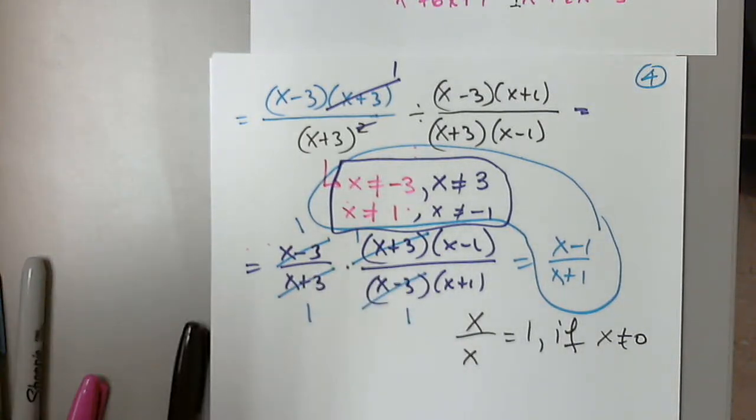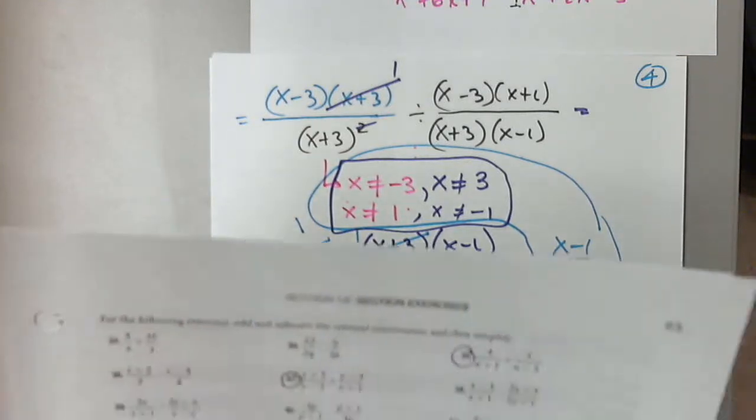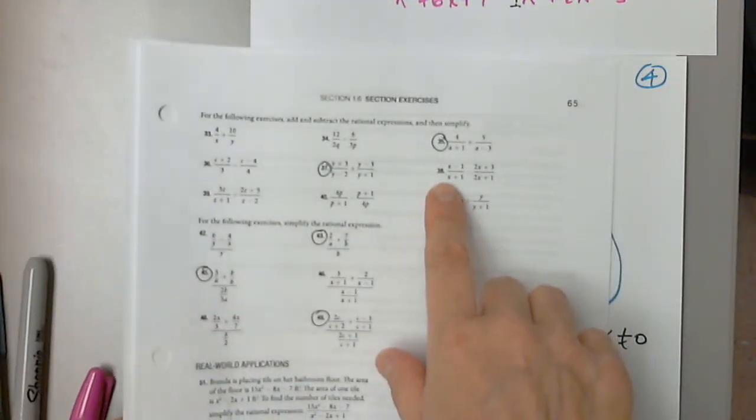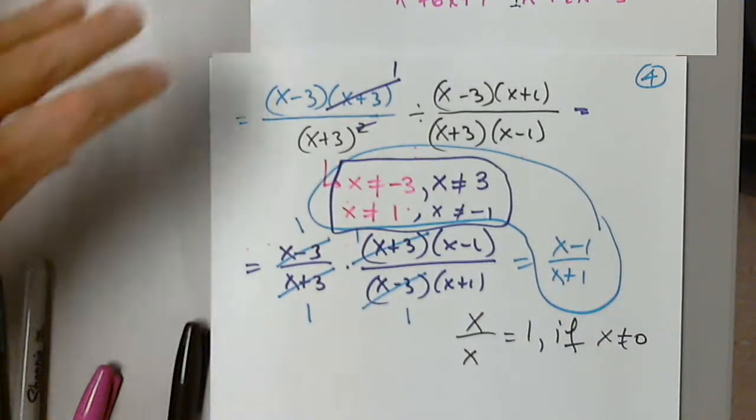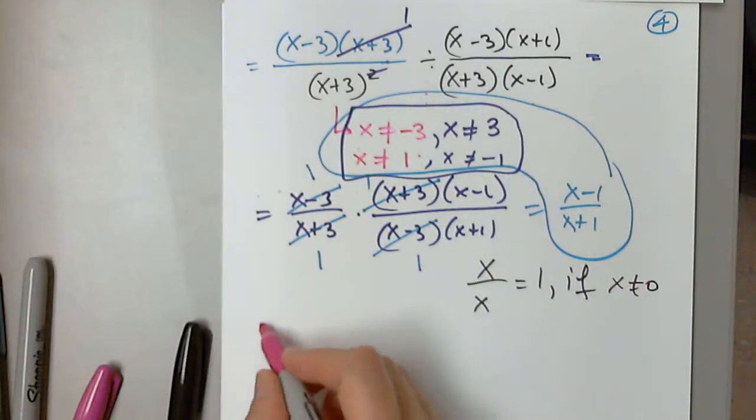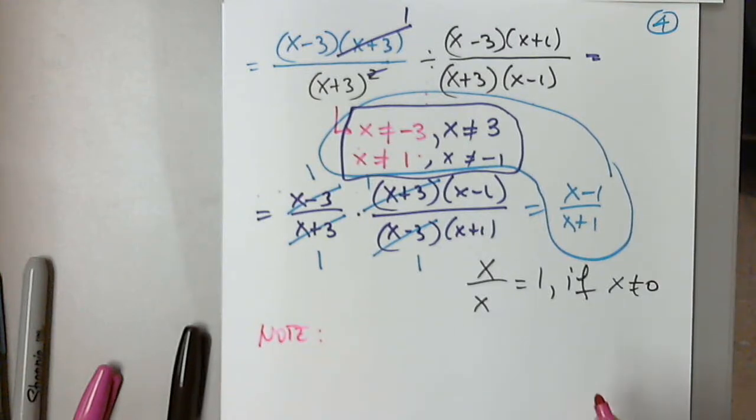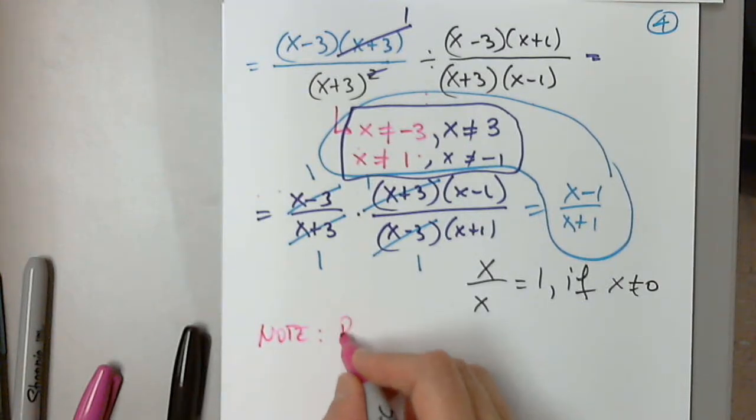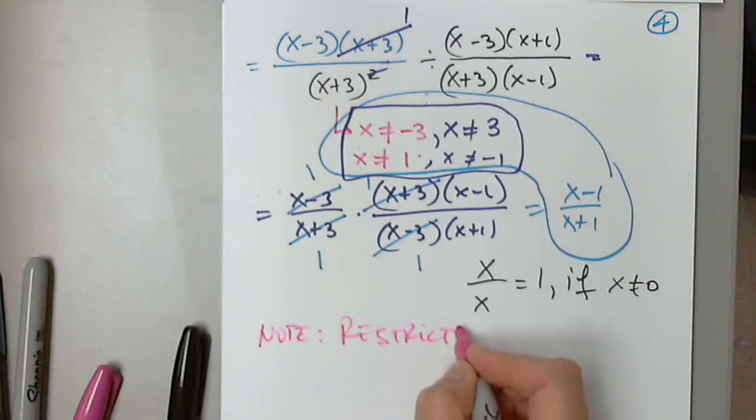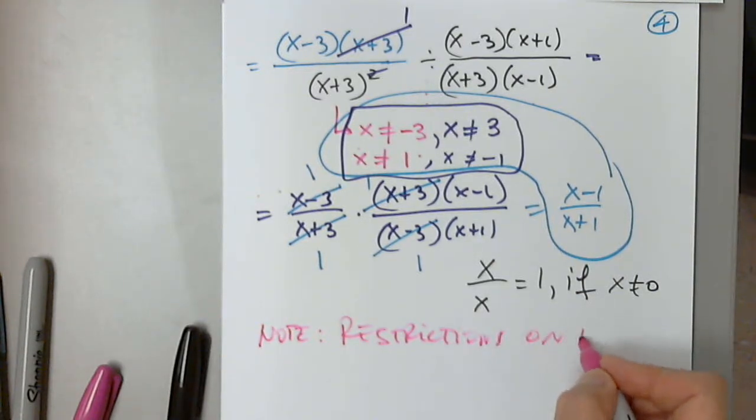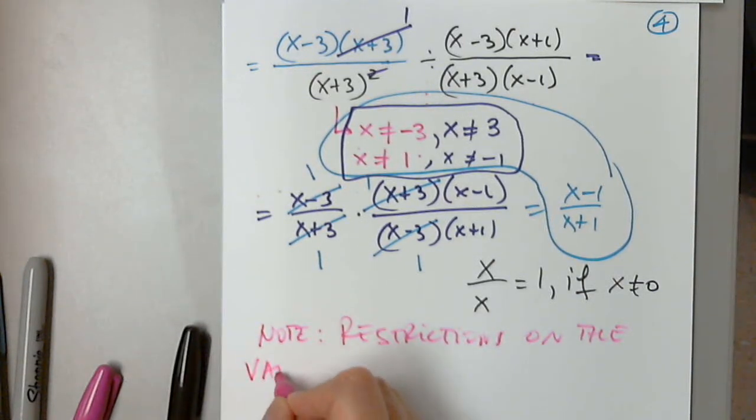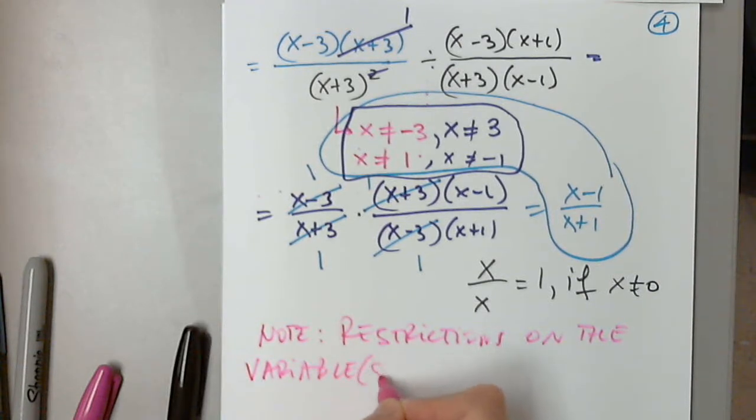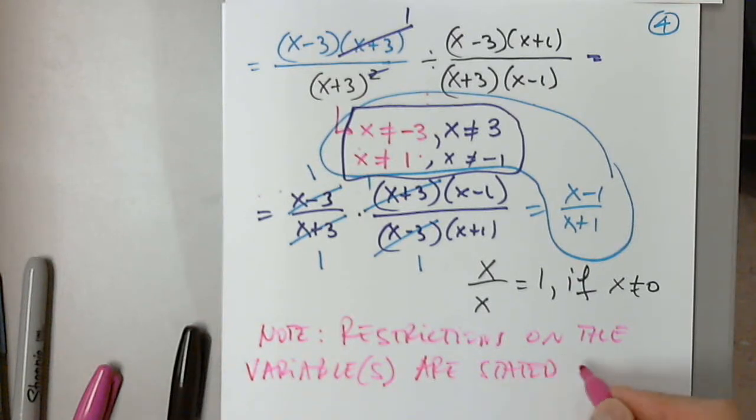Let's look at an addition or subtraction of rational expressions. Let's say 38. So let's write a note if there is any discussion or any doubt. Restrictions on the variable or variables are stated before simplification.